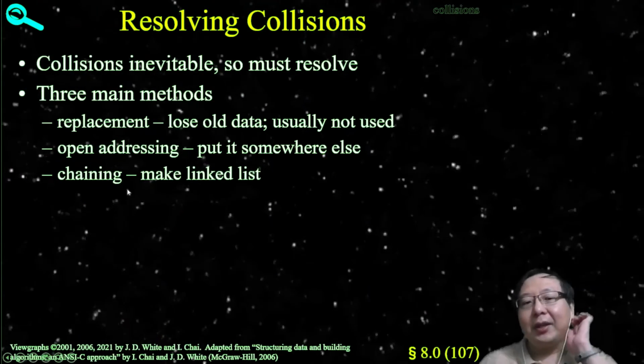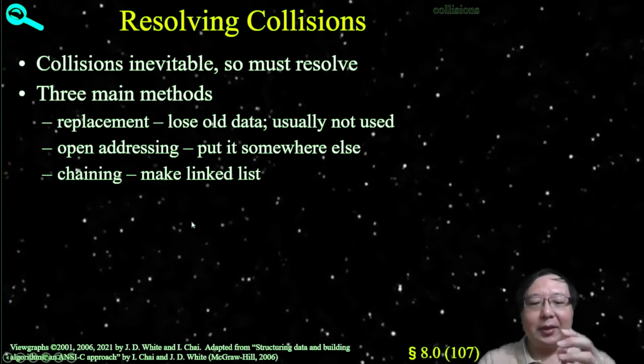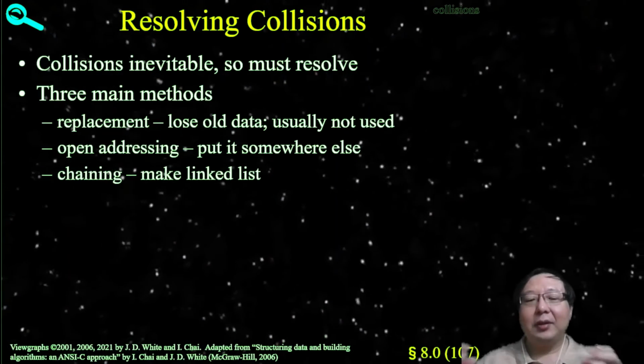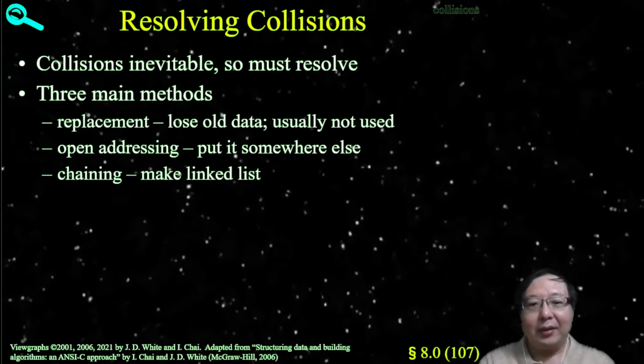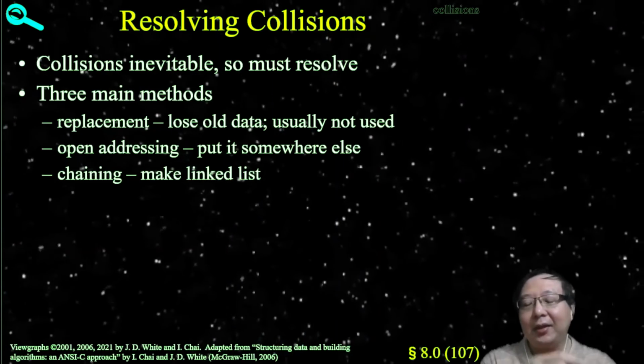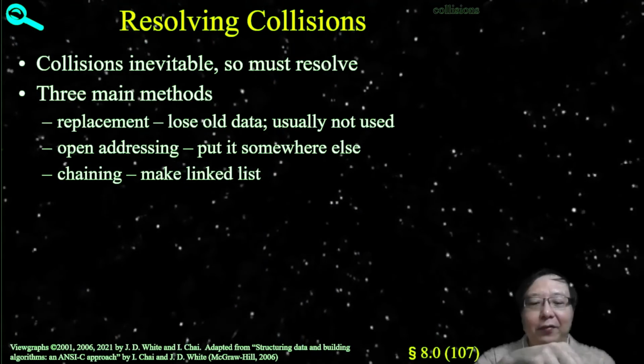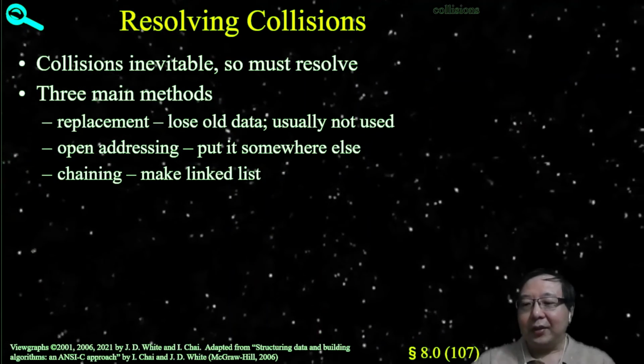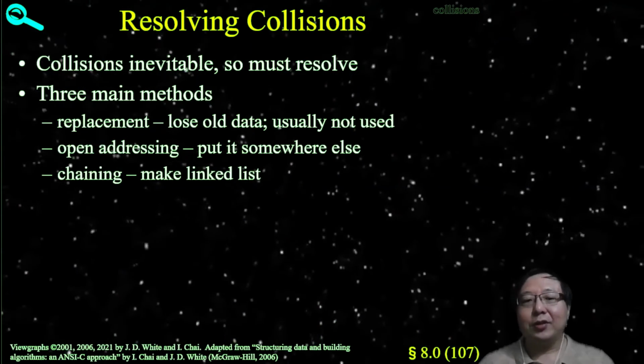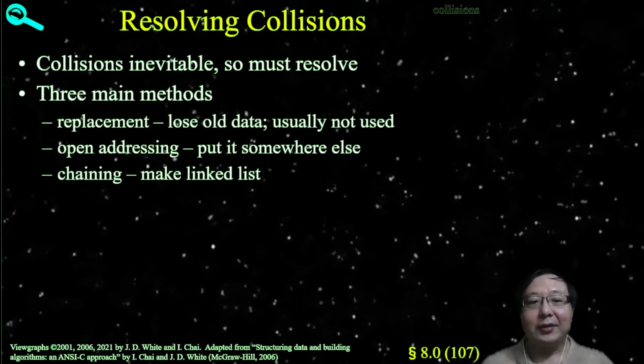The other one is chaining, which is to make a linked list. That means that each bucket is not one item, it's actually the head of a linked list of items. So if it cannot fit here, then you put a linked list of the items and the next ones and the next one. So then you can make the linked list longer as necessary.